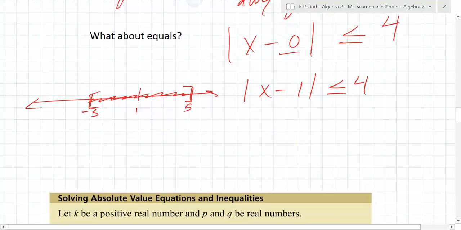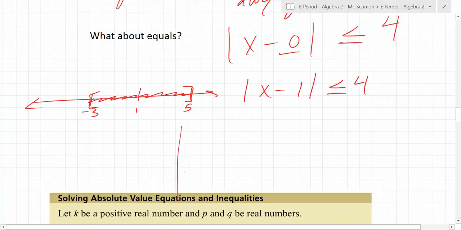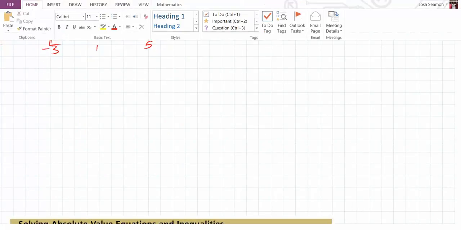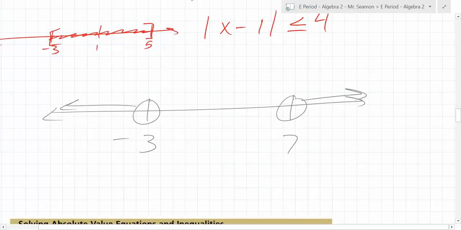So let me draw a couple more. Let's say I gave you a number line like this, and I said it was at -3 and 7. It was open dot, going away, and open dot, going away. Try writing that as an absolute value inequality. It'll look like x minus something is greater than something.